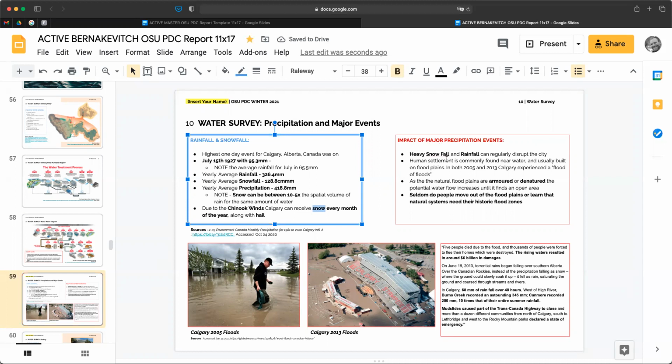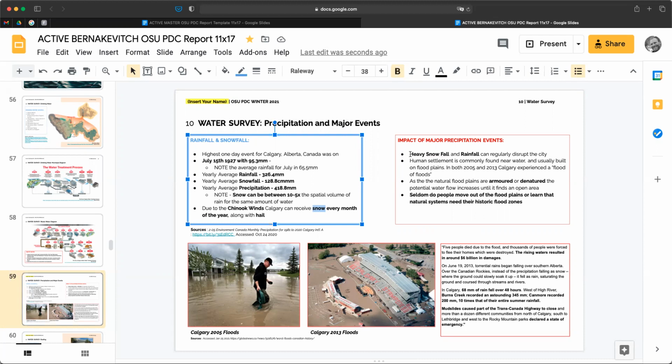Major impacts. So Calgary is quite commonly getting heavy once in 100-year floods, and there was one in 2005 and 2013, which just goes to show that that type of statistical titling is actually not all that useful for lay folks. But anyways, that's a whole other tangent.